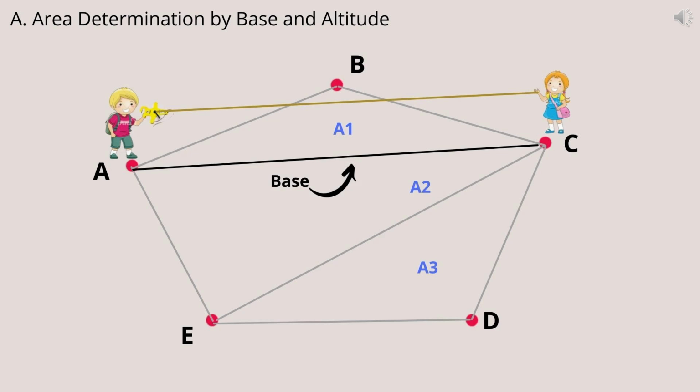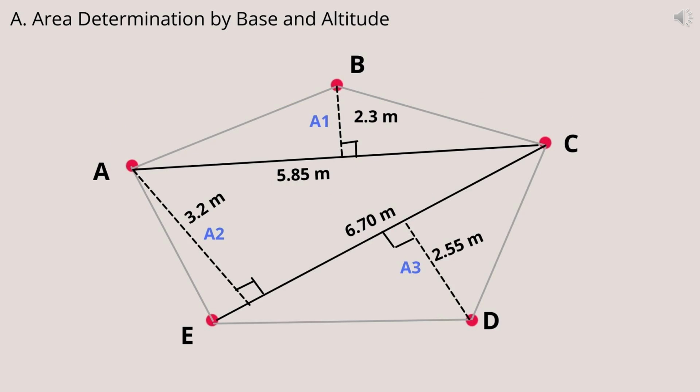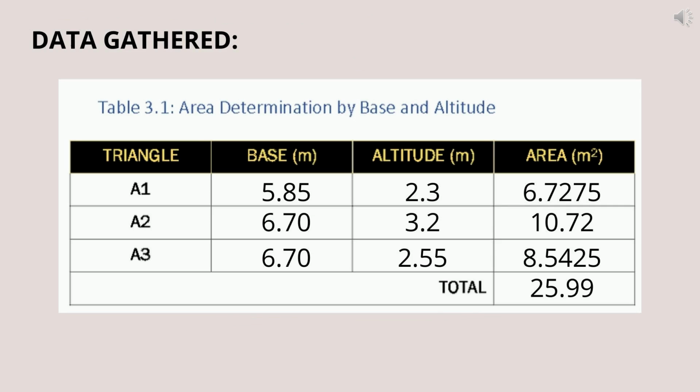Measure the base of the first triangle chosen in the polygon using tape. Determination of the altitude is part of the taping operation, which will be discussed by the instructor. For step 5, record the length of the base and altitude on table 3.1.